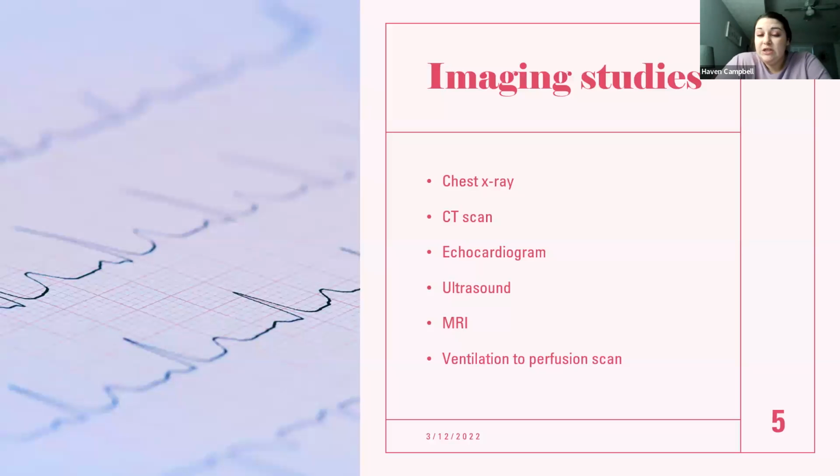So some imaging studies that you can do to help diagnose your patient. Usually they will do a chest x-ray. If a patient does have cardiac tamponade, you will be able to see it on a chest x-ray big time. A CT scan, an echocardiogram, an MRI, and a ventilation perfusion scan. Those are mostly for a pneumothorax or a pulmonary embolism.